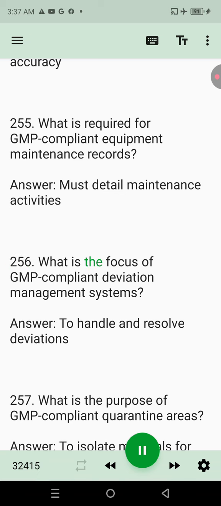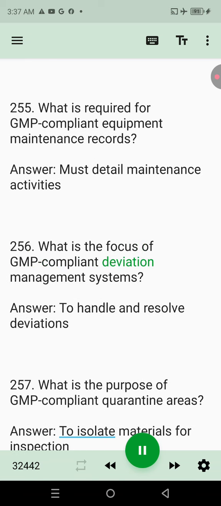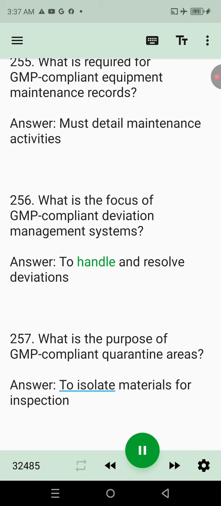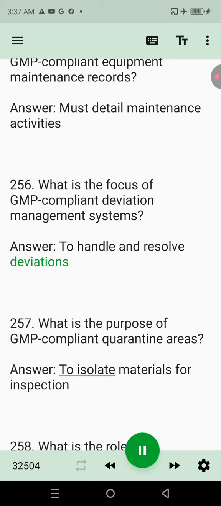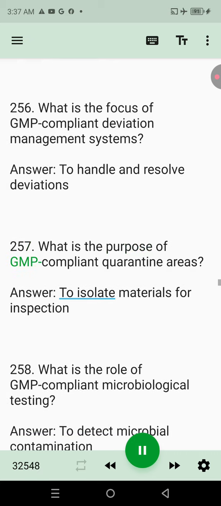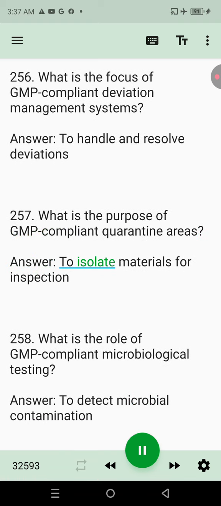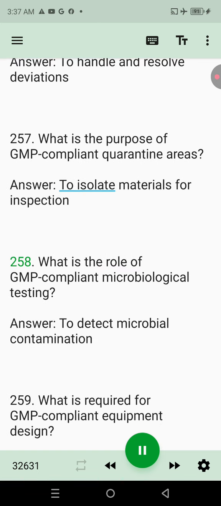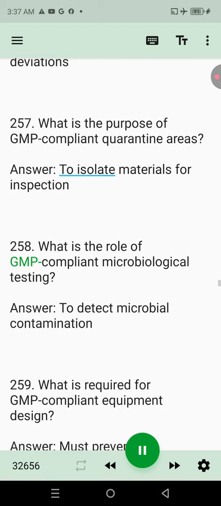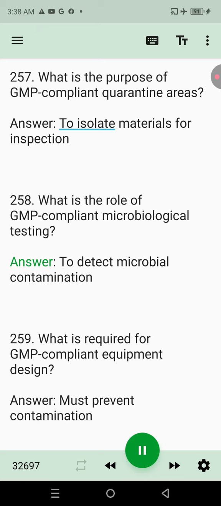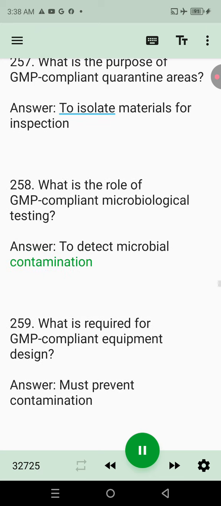256. What is the focus of GMP-compliant deviation management systems? Answer: to handle and resolve deviations. 257. What is the purpose of GMP-compliant quarantine areas? Answer: to isolate materials for inspection. 258. What is the role of GMP-compliant microbiological testing? Answer: to detect microbial contamination.